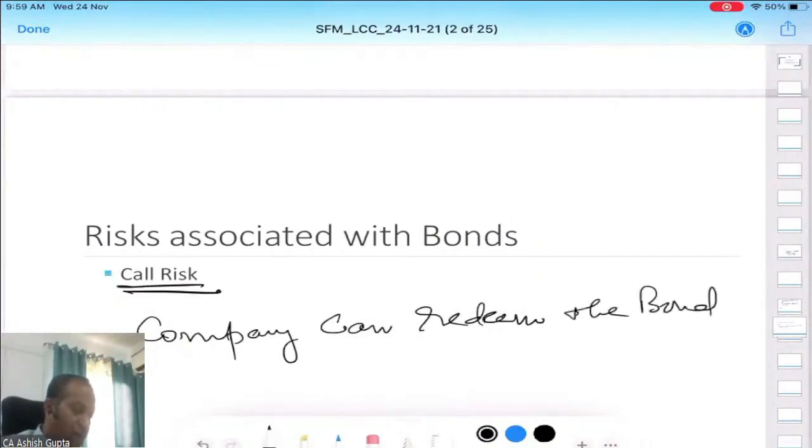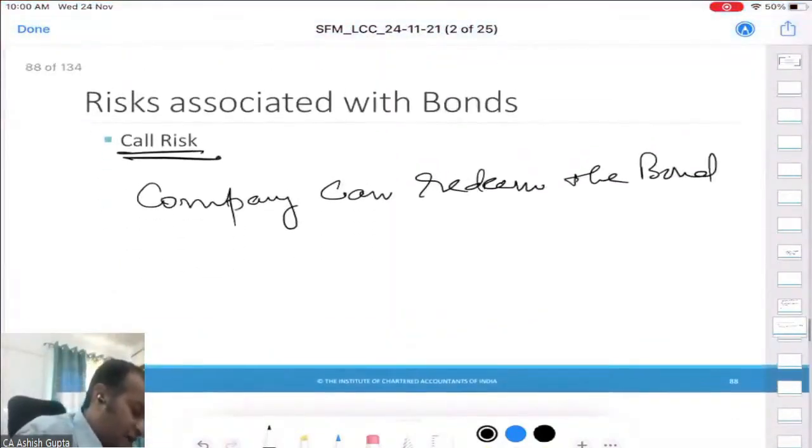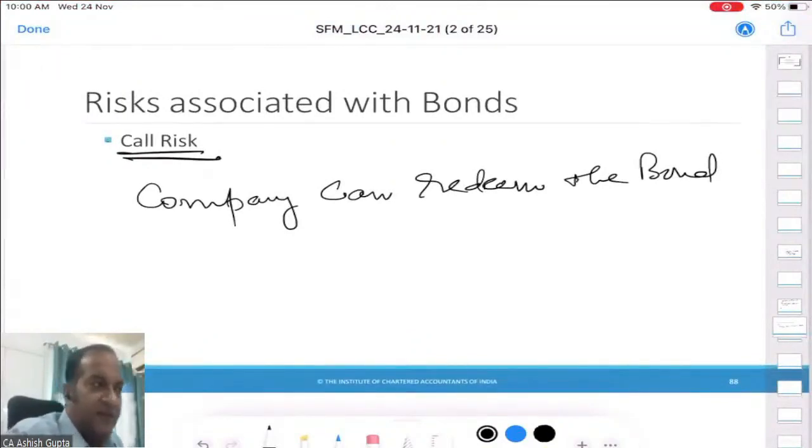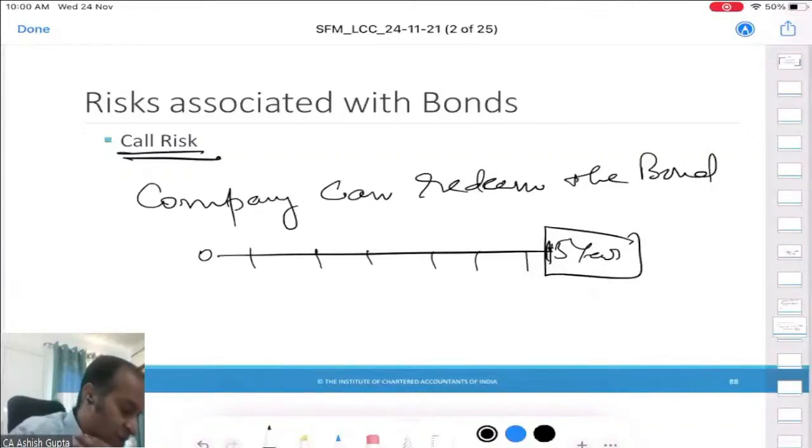So you cannot plan. Suppose a person has planned that his son is around 5 to 6 years old, and he needs this much money after 15 years. Accordingly, he has made an investment for the 15-year tenure, expecting that up to 15 years he will get coupon income and the maturity value.